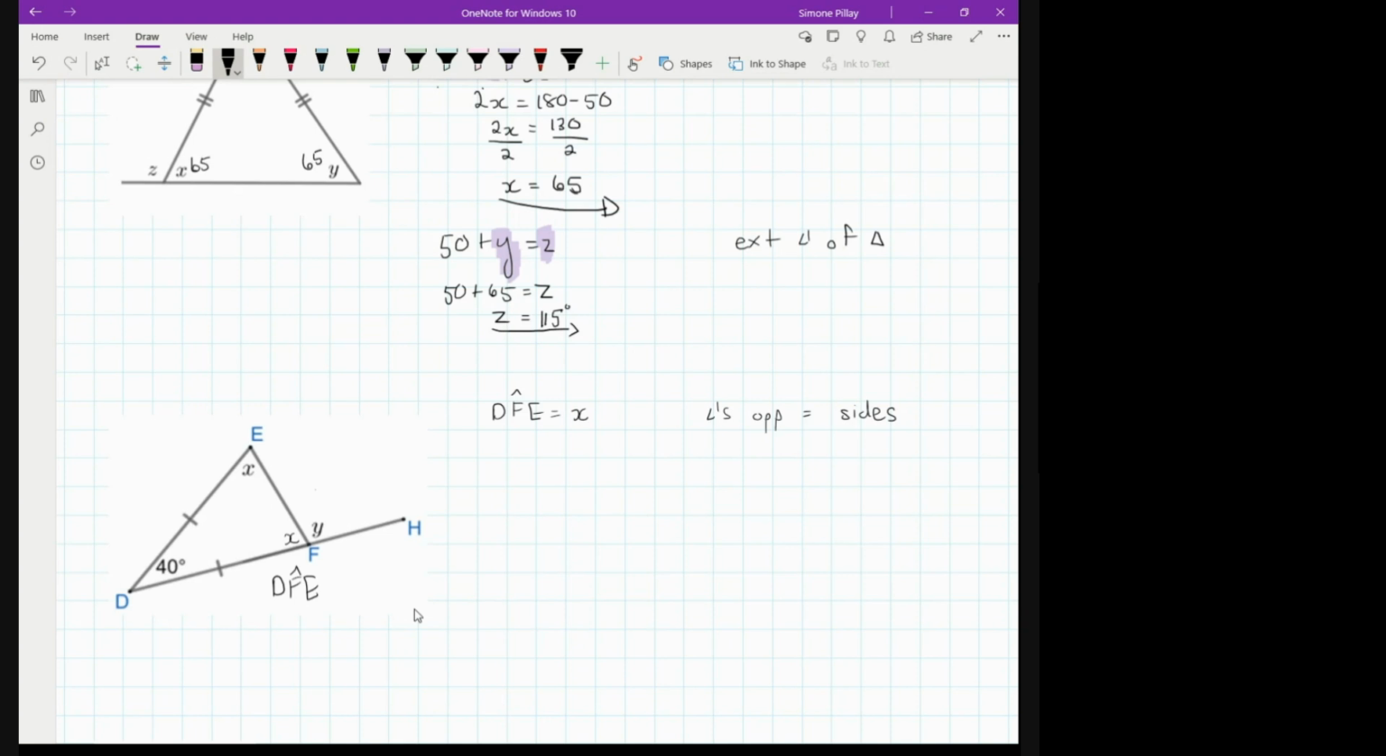So, ma'am, I said x plus 40 is equal to 180. Why? Because sum of angles in a triangle, which gave me 2x plus 40 is equal to 180. On the next step, it was 2x is equal to 180 minus 40, which is 2x is equal to 140. Divide both sides by 2, and x is equal to 70, half of 140.